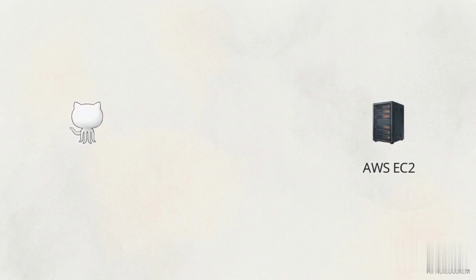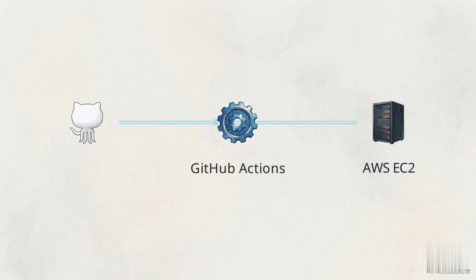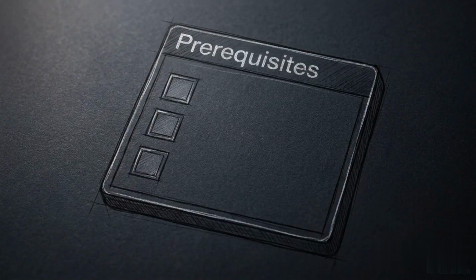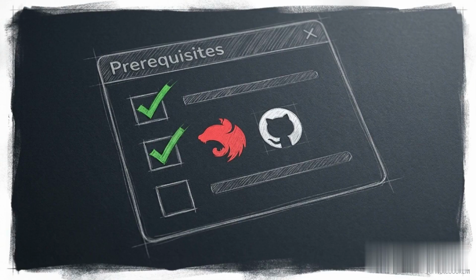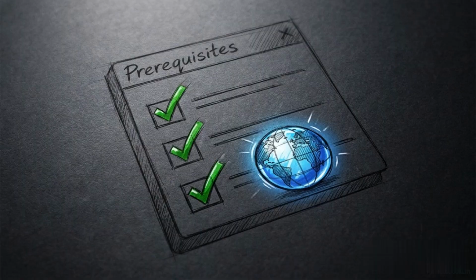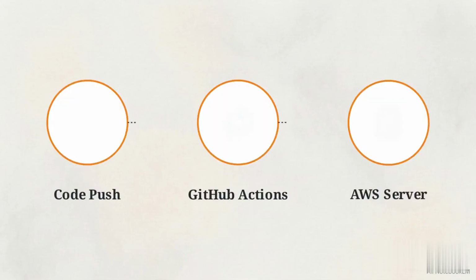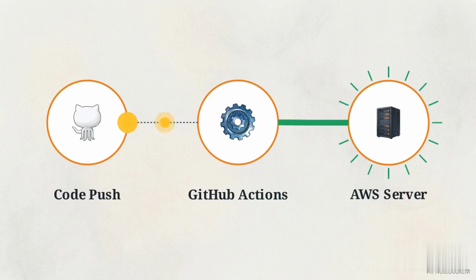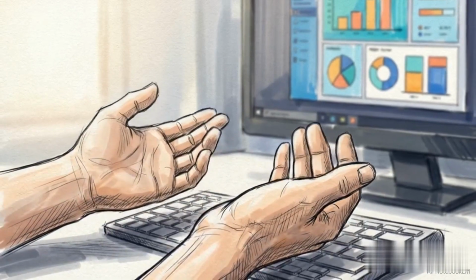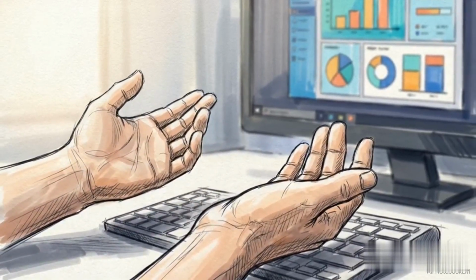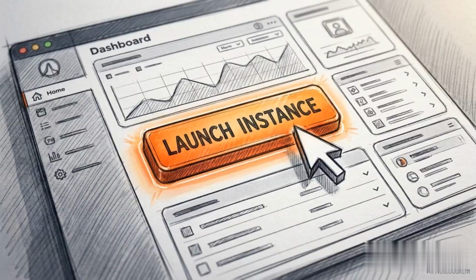We are going to connect a GitHub repository directly to an AWS EC2 instance using GitHub Actions. Before we start building, you need 3 elements ready to go: an active AWS account, a NestJS app in GitHub, and a registered domain name. Setting this pipeline up takes a little bit of careful configuration, but doing it once means your code updates automatically every time you push. You eliminate human error from the release process, leaving you free to focus strictly on building product features.